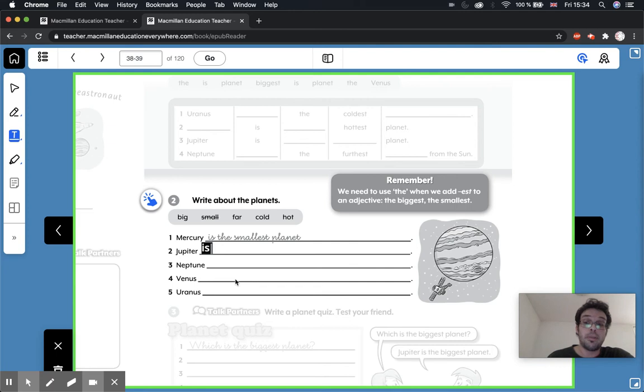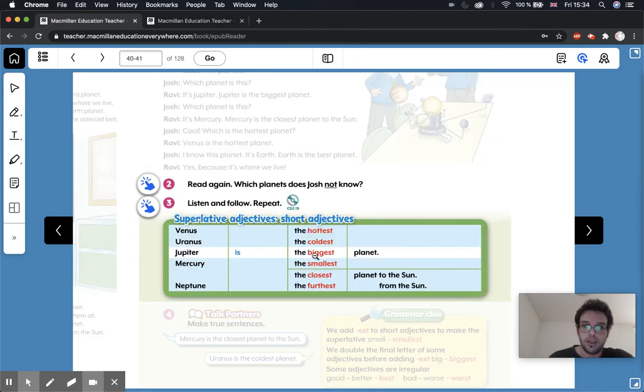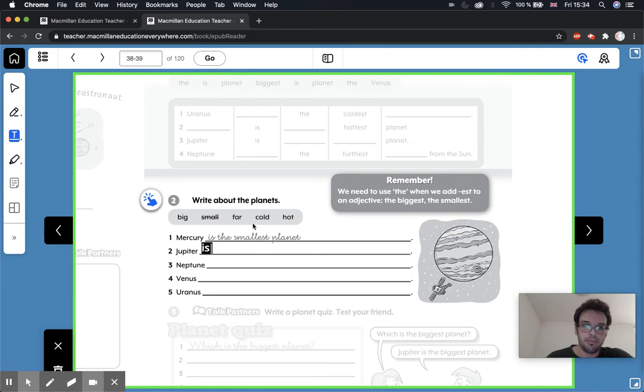Now, if you don't remember, Júpiter es la planeta más grande. Es el más grande. ¿Cómo se dice grande en inglés? Big. Ponemos en superlativo. The biggest. Jupiter is the biggest planet. El más grande.